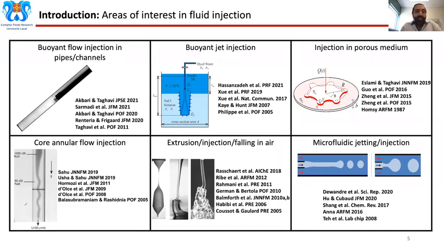In terms of the introduction, areas of interest in fluid injection appear in many scientific domains of fluid mechanics. For example, buoyant flows in pipes and channels have been studied in terms of their injection. Buoyant jet injection, mostly for turbulent flows, but also for laminar flows. Injection in porous media, in helical cells, and other relevant areas. There's a large body of work on co-annular injection flows. Also, there are works on extrusion, injection, and falling of different materials in air. And another category could be microfluidic jetting and injection.